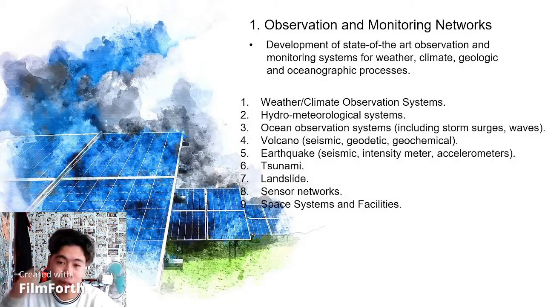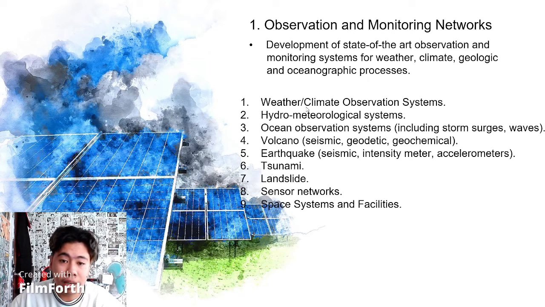So we go to number 1, observation and monitoring network: development of state-of-the-art observation and monitoring systems for weather, climate, geologic, and oceanographic processes. Number 1 is the weather and climate observation system. Climate observations are sourced from numerous meteorological and related observational networks and systems throughout the world. To describe the whole climate system, we need to collect observations of the atmosphere, ocean, and land-based systems.